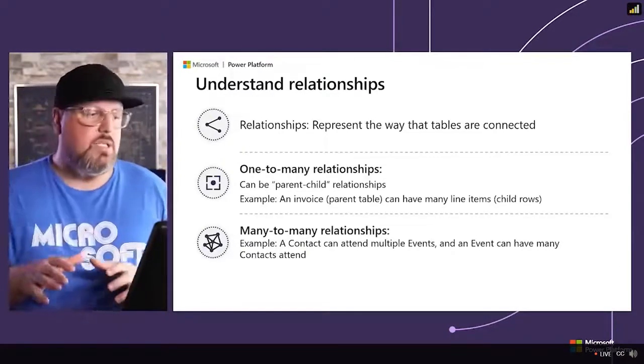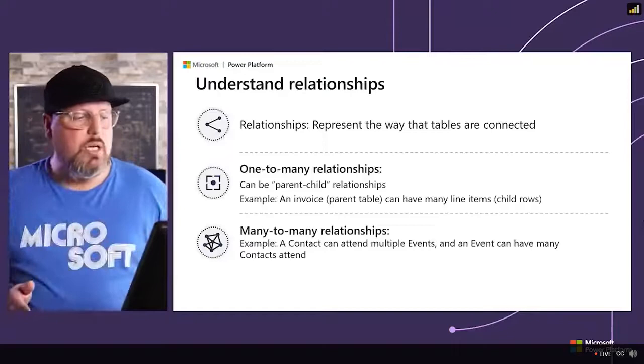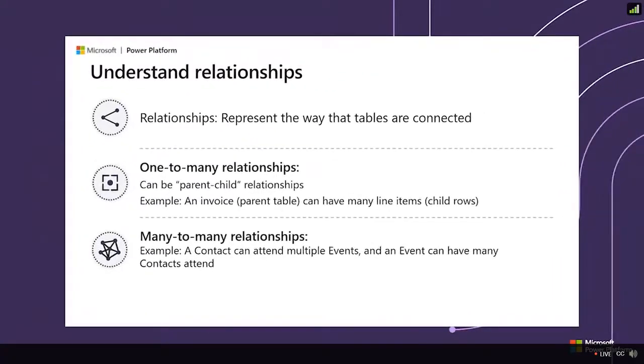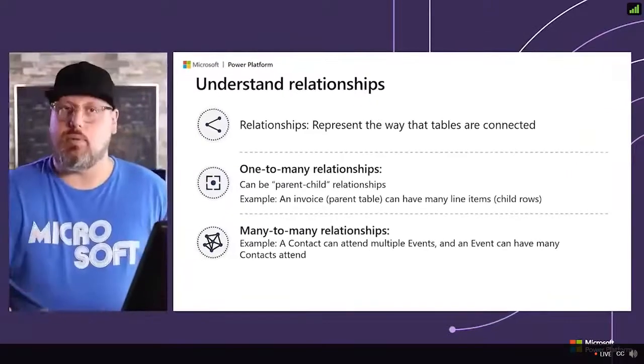But in some cases, you will have many-to-many relationships. For instance, a contact can attend multiple events, and an event can have many contacts that attend it. So this way you can have many-to-many relationships that give you the flexibility to have your record flow in multiple places without creating duplicates.